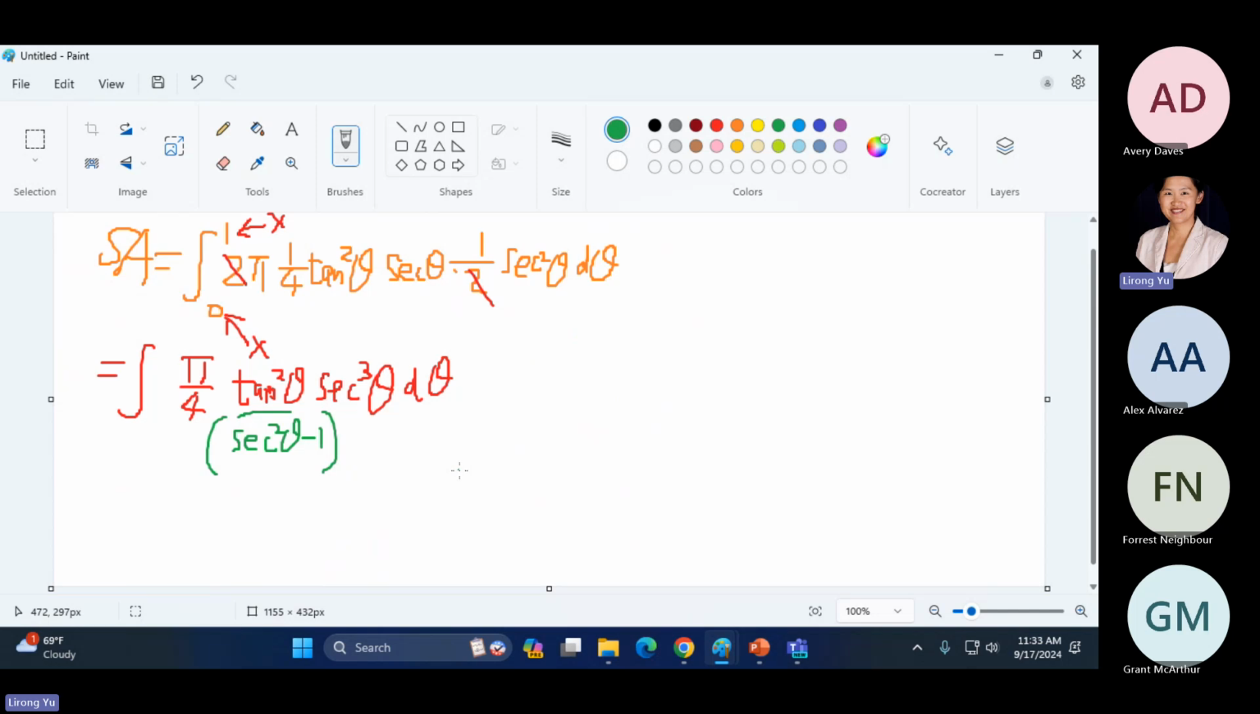Okay, so it's going to be secant squared minus 1, replacing the tangent, times secant cubed. So the pi over 4 goes to the outside. Now the integration is equal to pi over 4 times the integration of secant cubed times secant squared, that is secant to the fifth power of theta minus secant cubed of theta.